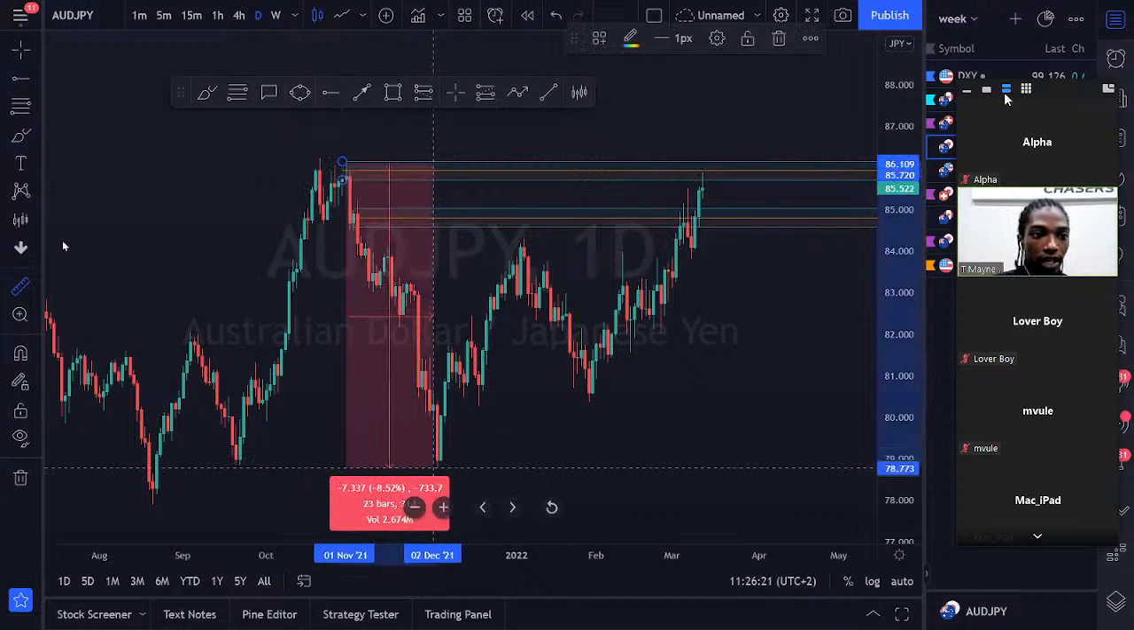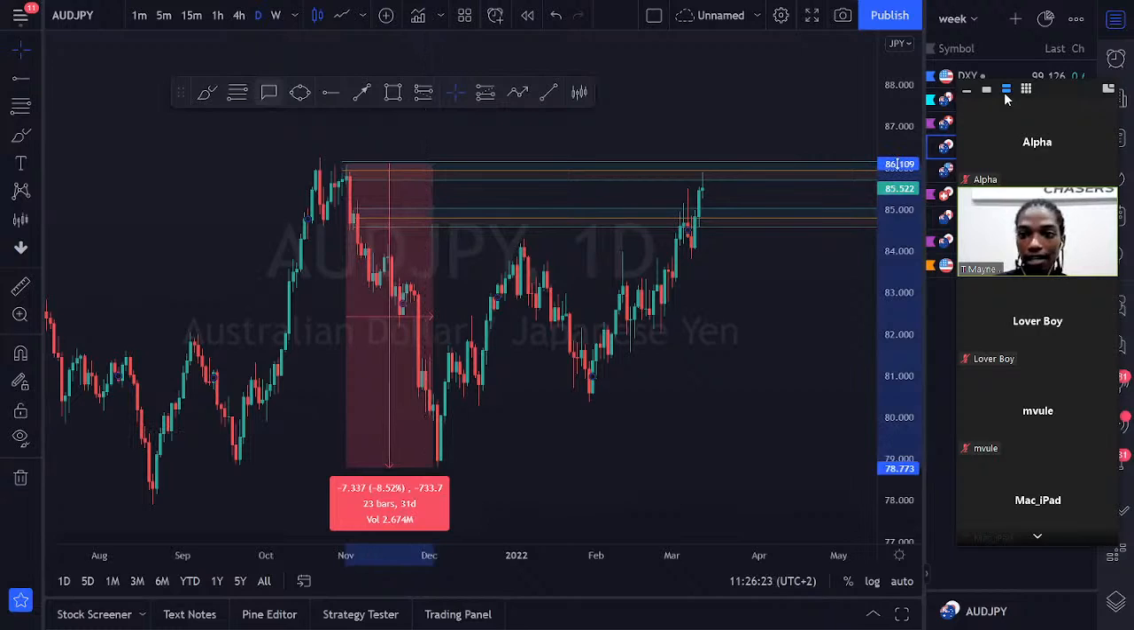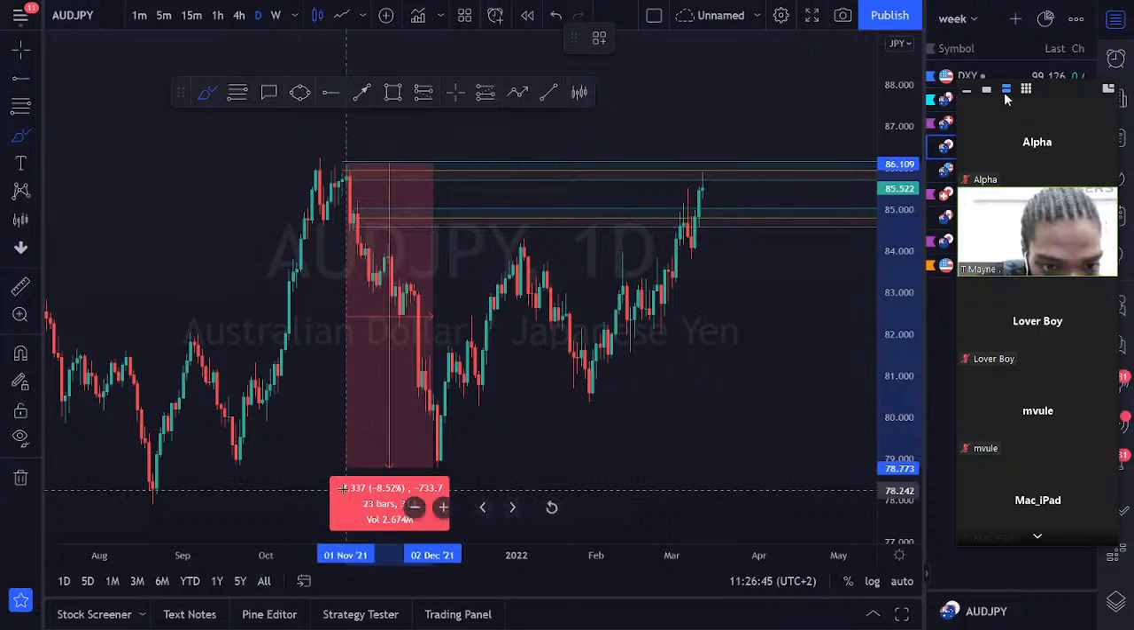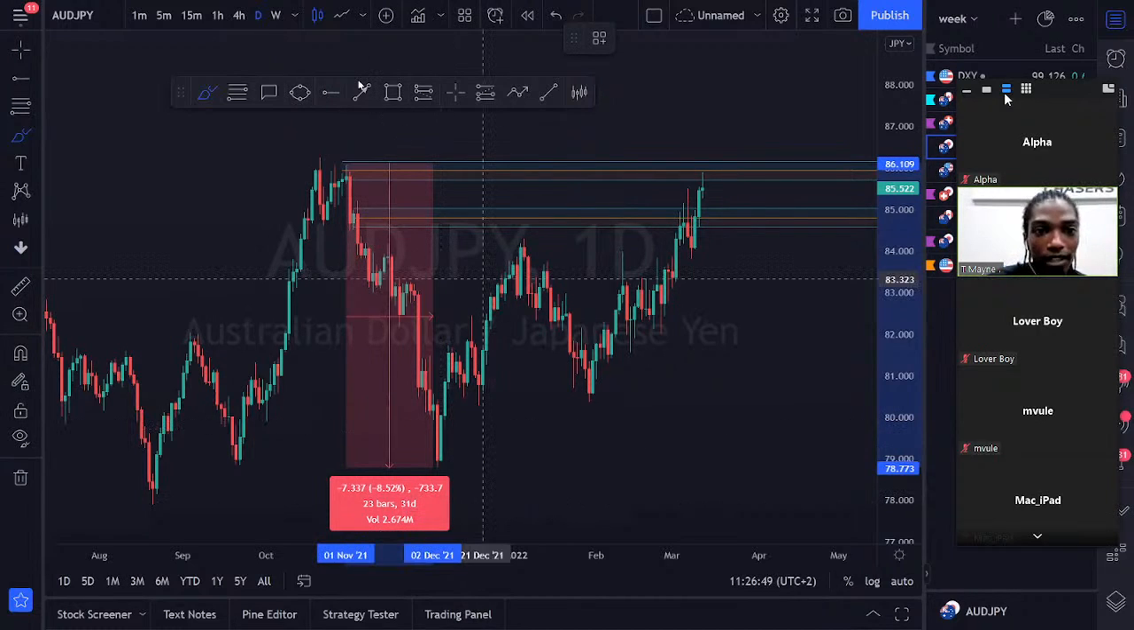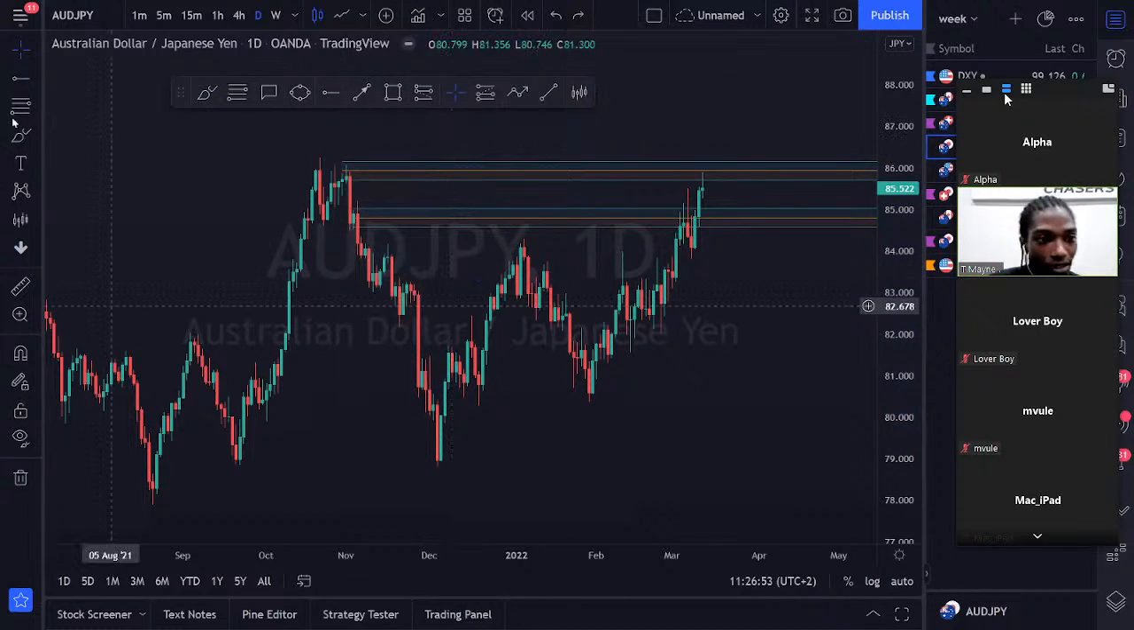Remember that we're always looking at price. So from 86.109, how long did price take to go down from that price region, like 86 to 78? I don't know how many pips this is, but this is like 7,000 pips or whatever. How long did price take to move that low? It took 31 days. Cool, 100%. 31 days to move down 7,000 pips.